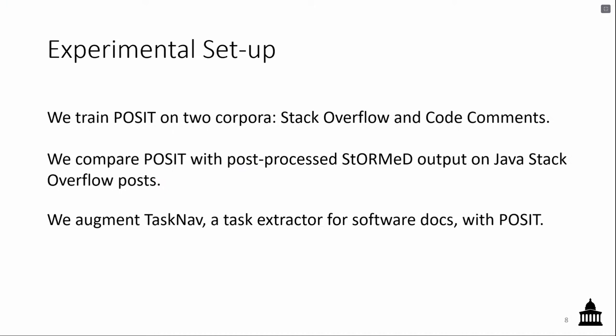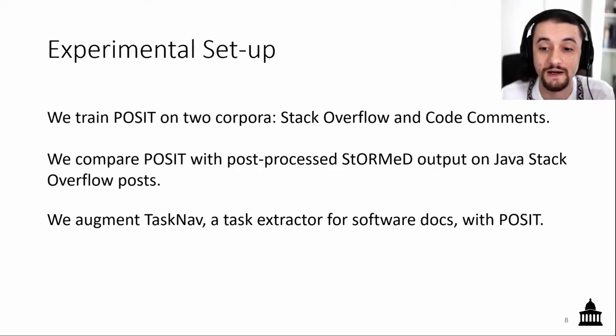For the experimental setup, we train POSIT on two labeled corpora. We then use Storm, pioneering work on mixed text, to baseline it, and we adapt its output for our experimental setup. To show the utility of POSIT for downstream tasks, we combine it with TaskNav and show that the combination improves recall.